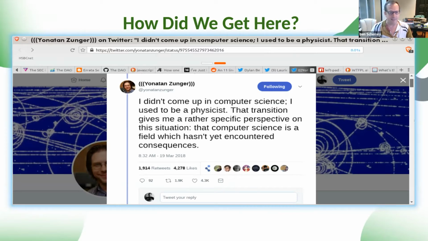He says, "I didn't come up in computer science. I used to be a physicist. That transition gave me a rather specific perspective on the situation: that computer science is a field which hasn't yet encountered consequences."